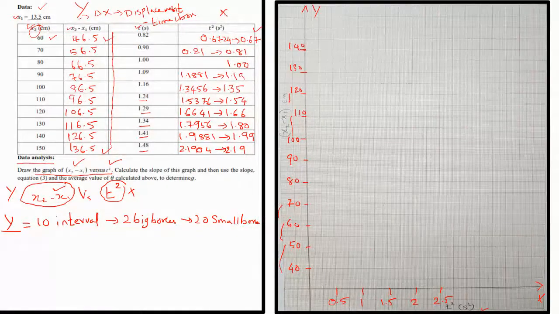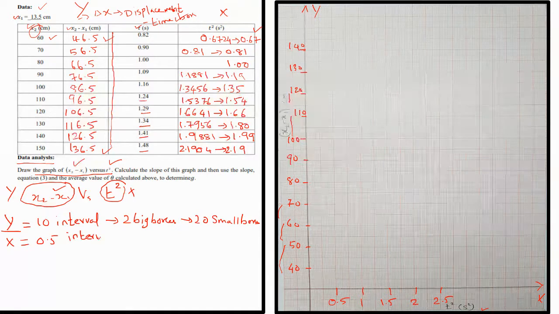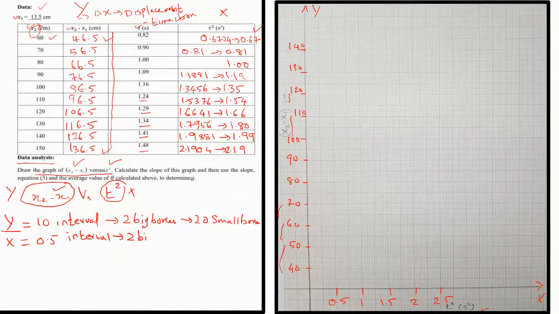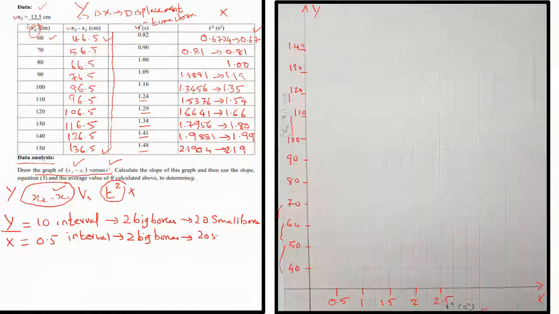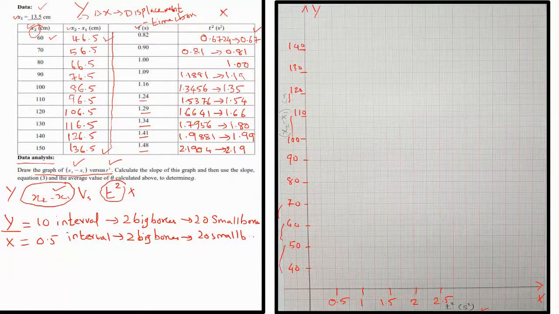Now you can see what is the interval between these two values on the x-axis? 0.5. Very good. So now we have come to our x-axis. My regular interval is 0.5. Am I right? Yes. And how many boxes did we take for this? Two big boxes. So in these two big boxes, how many small boxes are there? 20 small boxes. Very good.